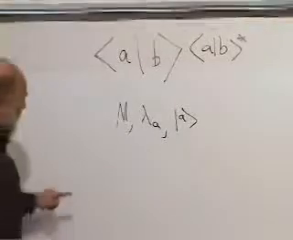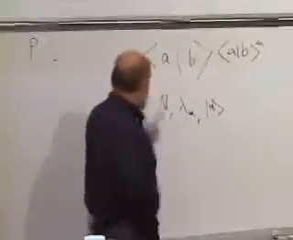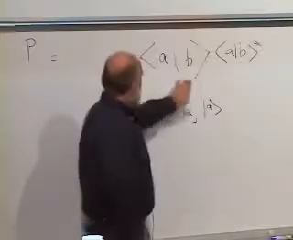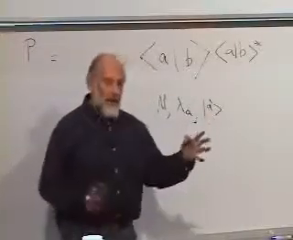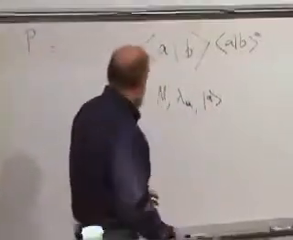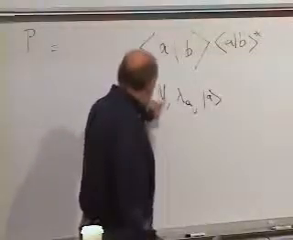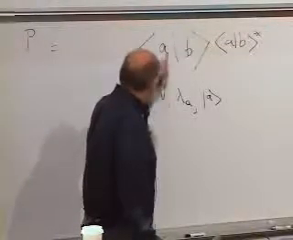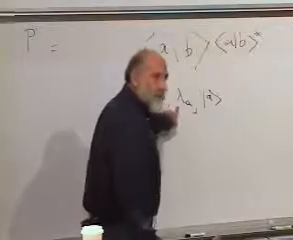It's the probability that if you start with a system prepared in an arbitrary state A, and you measure the measurable quantity M, this is the probability that you get lambda A.